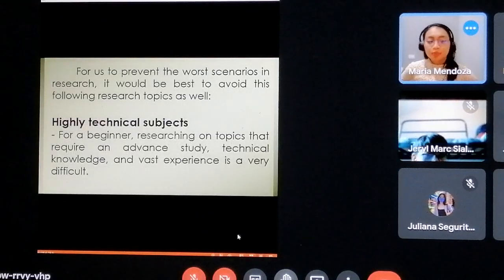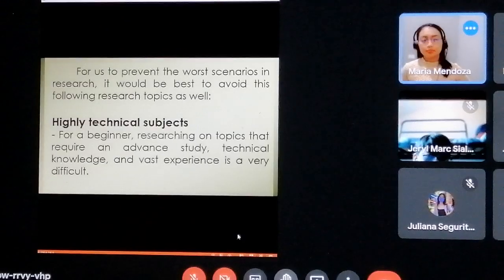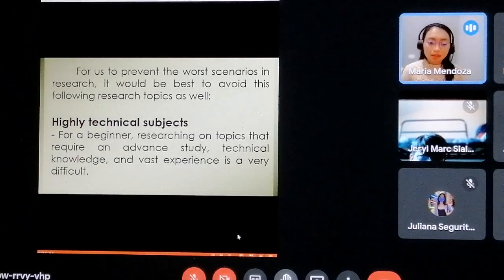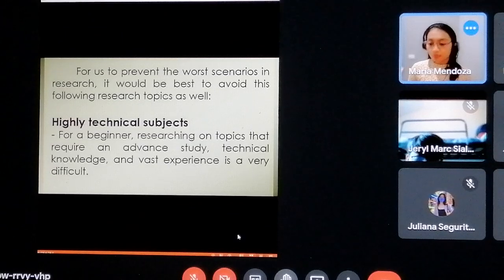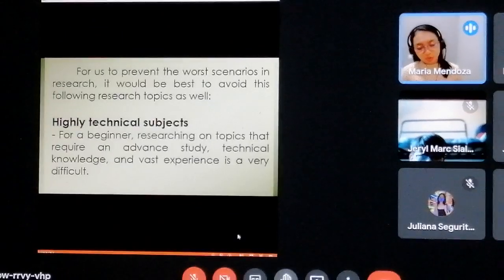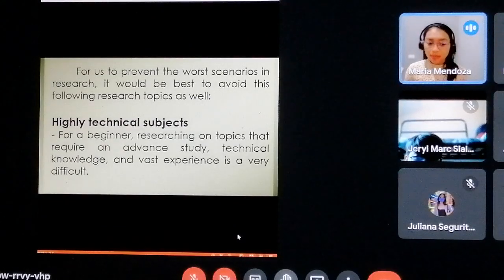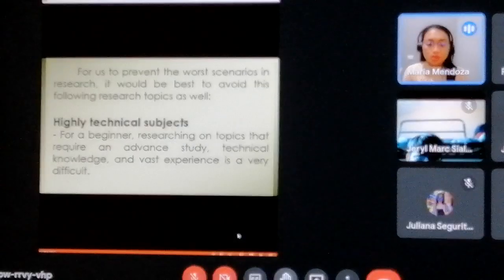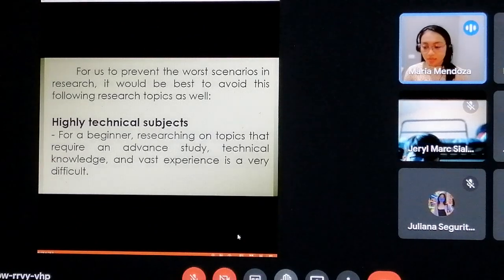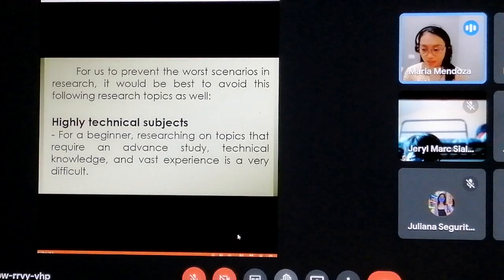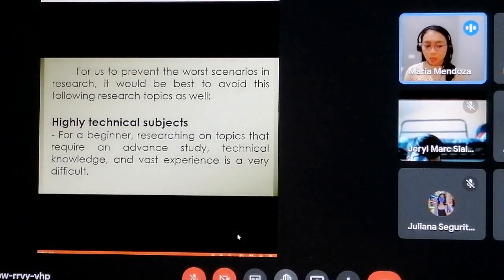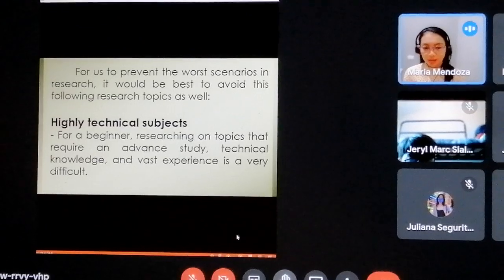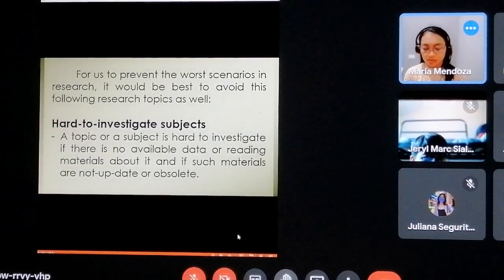So, another topic to avoid would be the highly technical subjects. Why? Because as a beginner, researching on topics that require an advanced study, technical knowledge, and vast experience is very difficult. Okay? Just like what I have told you before, as a researcher, you have to predict results. But predicting results doesn't mean that you are going to have an advanced study, okay? So, advanced study, technical knowledge, and vast experience are very hard for us beginner researchers, especially since we are dealing with quantitative research. This is not included.